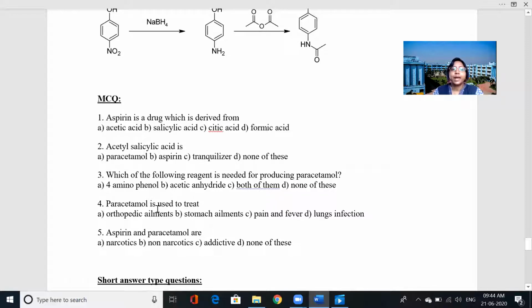Number 4, paracetamol is used to treat orthopedic ailments, stomach ailments, pain and fever, or lung infection. So what will be the answer? It will be pain and fever. Aspirin and paracetamol are narcotics, non-narcotics, addictives, or none of these. So it is the non-narcotics. Narcotics means which relieves pain.